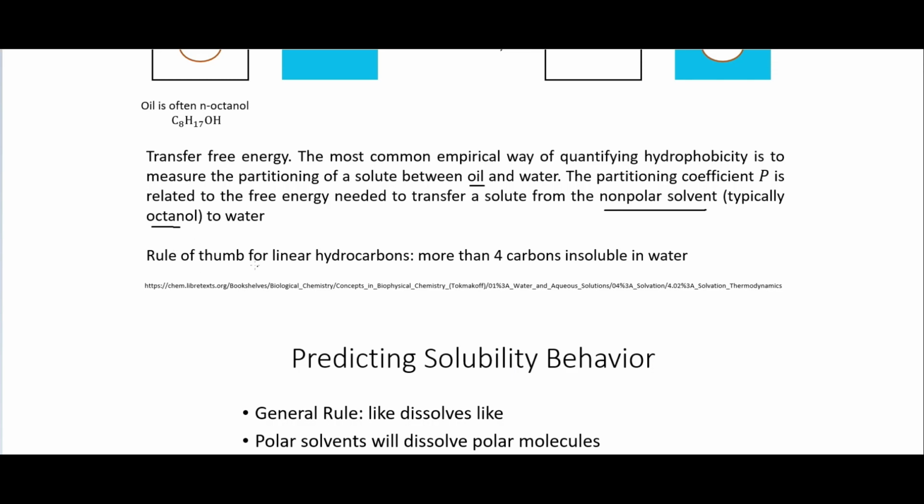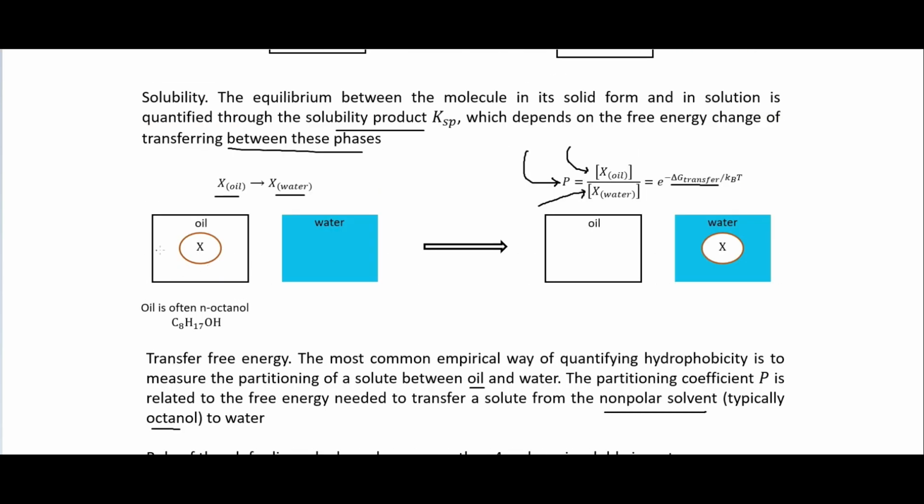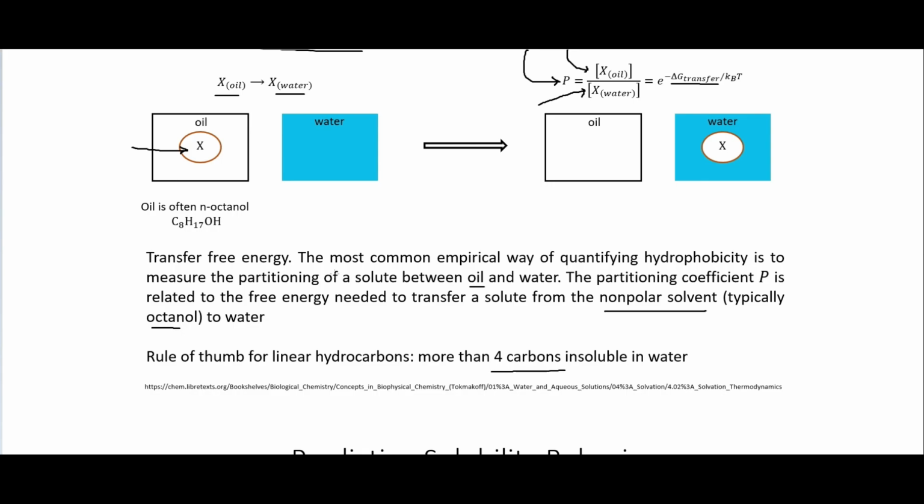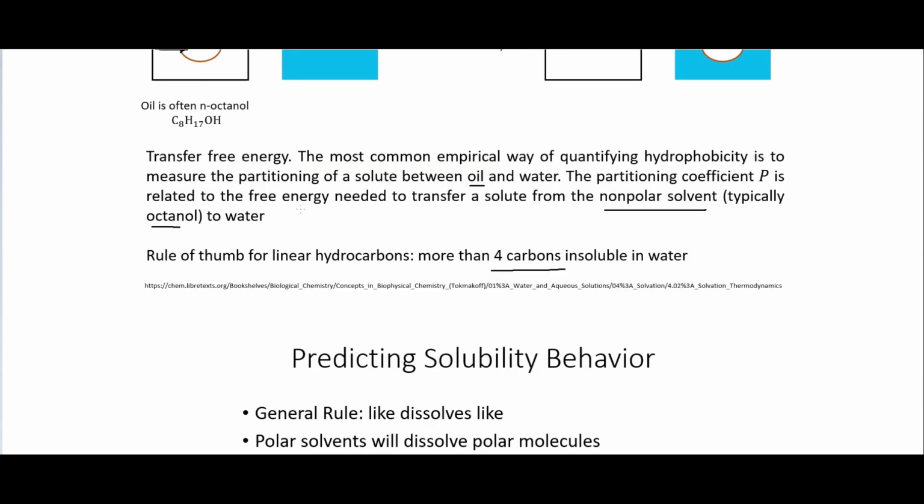So the rule of thumb here, though, is just that if you have more than four carbons, then it will be insoluble in water. So if your molecule here has more than four carbons, especially if it's linear, if you start getting into branched things, this rule of thumb starts breaking down. If we're thinking about just linear hydrocarbon chains, then if this has more than four, then it's going to be more soluble in the oil. And so transferring into the water is going to be a positive delta G and therefore unfavorable.